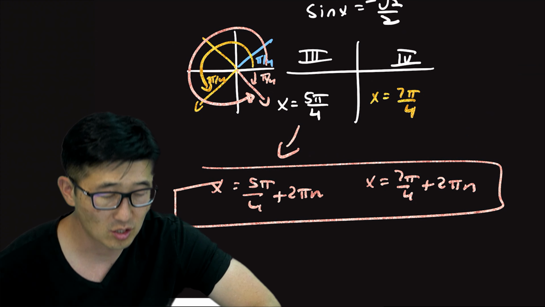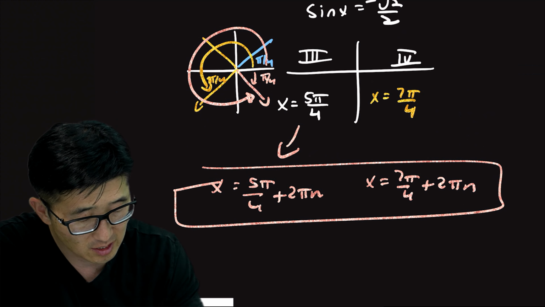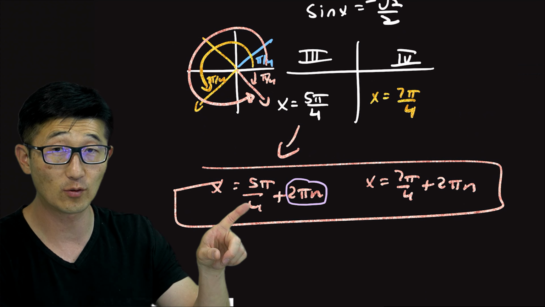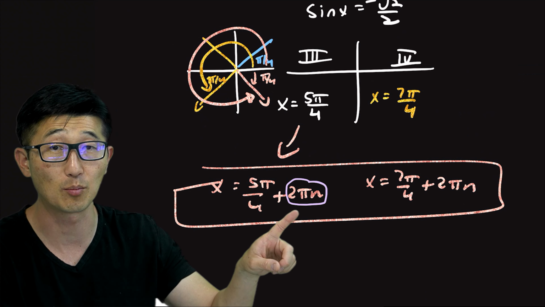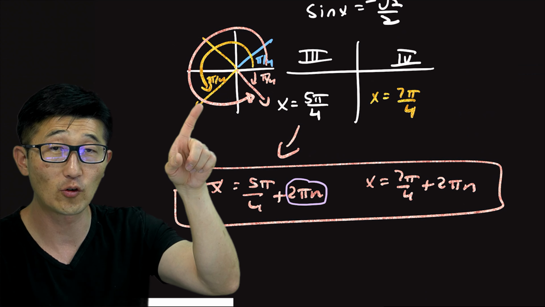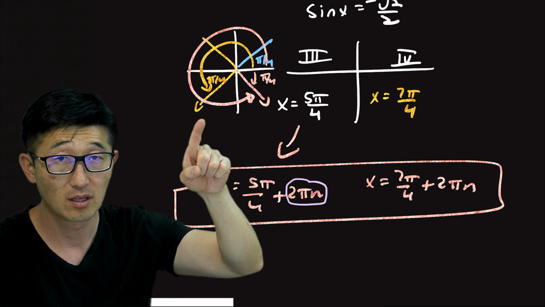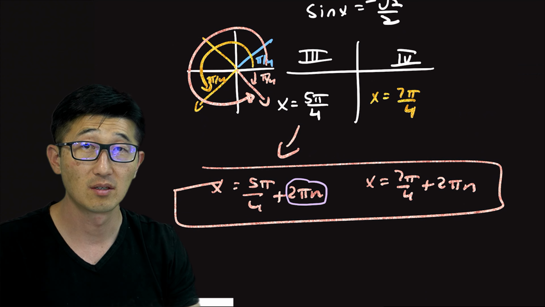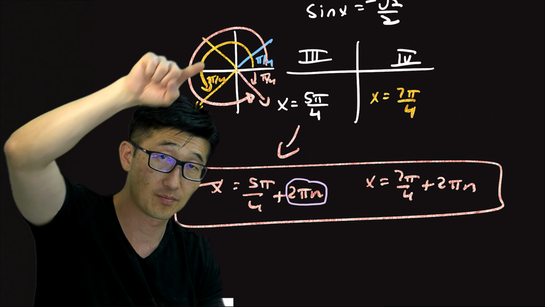So again, do you understand that 2 pi n is basically a way to say start from 5 pi over 4 and just go around 360 degrees until you get back to the exact same point. So 5 pi over 4 is here. If you add 2 pi n, 2 pi would be 360, right? And the letter n just means how many times you're going to go around. So you can go around again and again, as many times as you like.